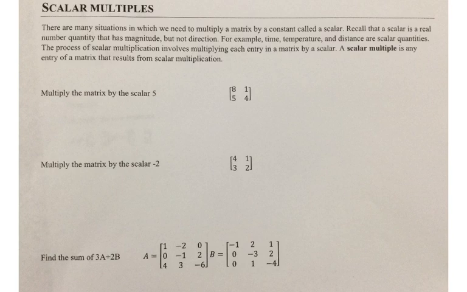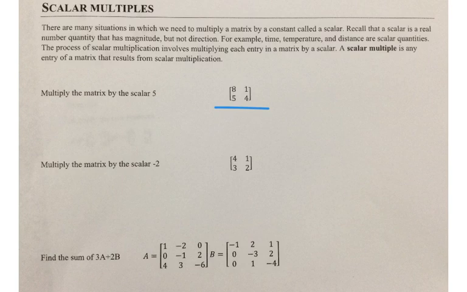If I read this, there are many situations in which we need to multiply a matrix by a constant called a scalar. Recall, a scalar is a real number quantity that has magnitude but no direction. I wish I'd have read that earlier. For example, time, temperature, and distance are scalar quantities. The process of scalar multiplication involves multiplying each entry in a matrix by a scalar. A scalar multiple is any entry of a matrix that results from the scalar multiplication.